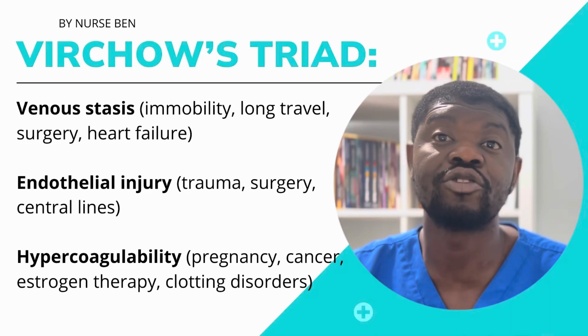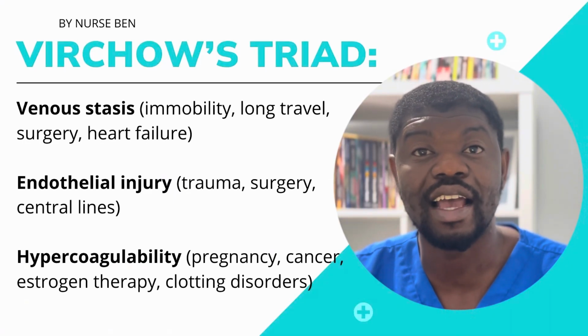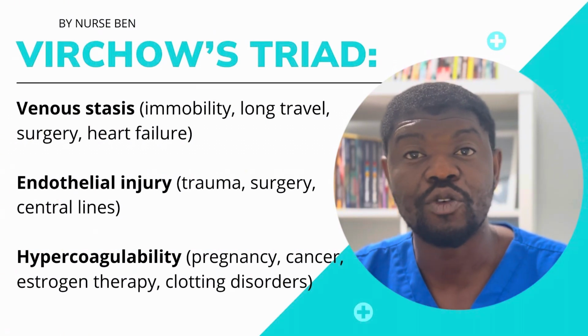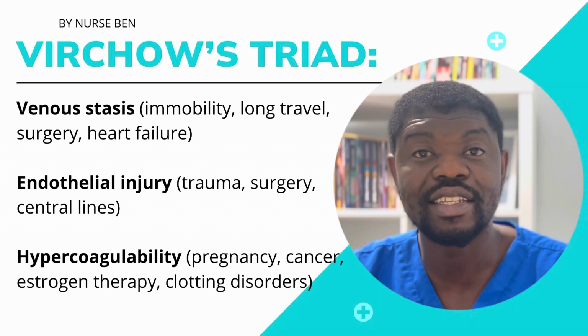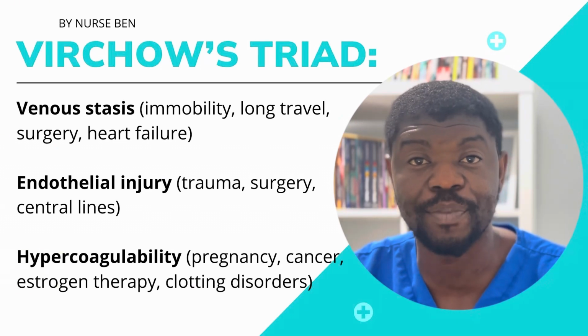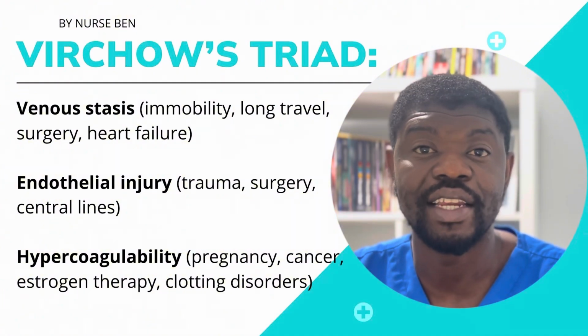Now, in order to understand and quickly spot a DVT, there is something we call the Virchow's triad. A triad means that there are three different things that come together. So in this triad, when these three things are present in the patient, they are at an increased risk of developing a DVT.